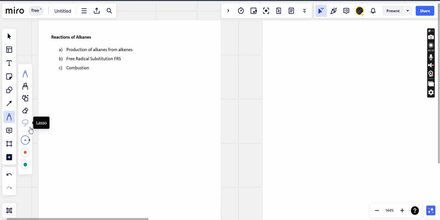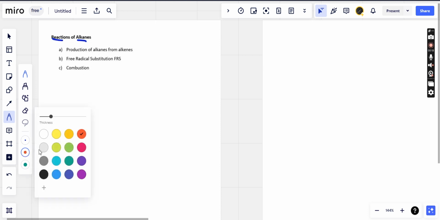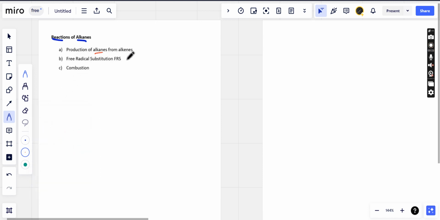So anyway, today let's resume with alkanes. And today I'll be going through specifically the reactions of alkanes. For today I'll be going through three different parts: production of alkanes from alkenes, and then free radical substitution (FRS). And this is actually the most important part for all the reactions that alkanes undergo. And then next is combustion, which I have covered briefly under mole concept. And I'm just going to cover one more, which is why alkanes are generally very unreactive.